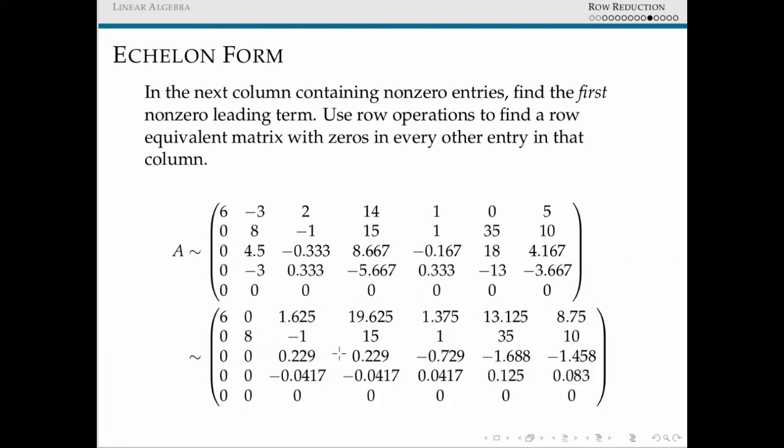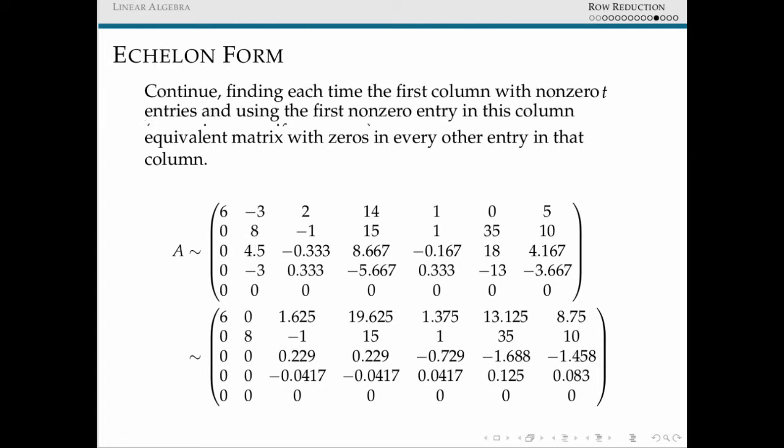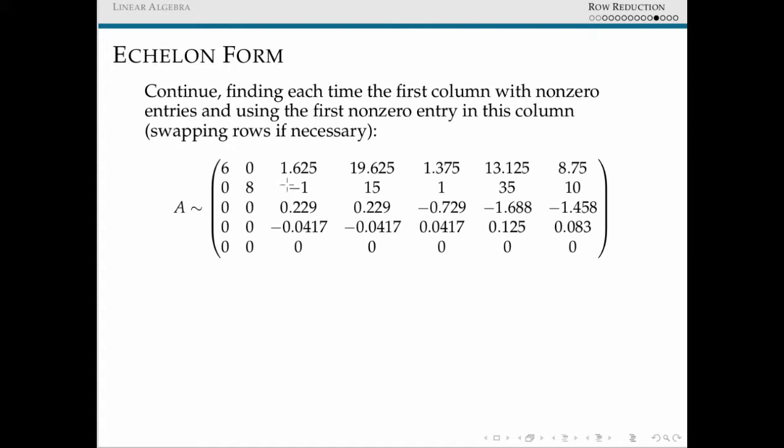For this one, you'll notice that the rounding is a little fuzzier here. I actually did go ahead and cancel out our -3. So since there's 8 here, I added -3/8 copies of row 2 to row 1 to cancel out this. And you can feel free to check this arithmetic on your own. But we continue this procedure iteratively, looking always for the next.